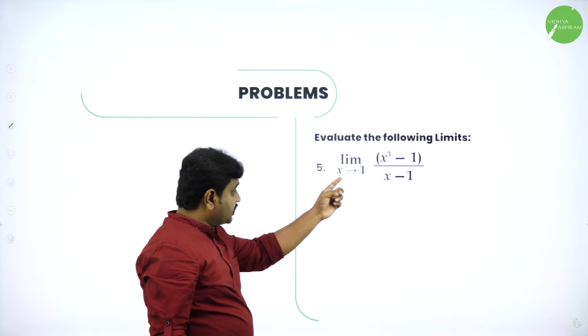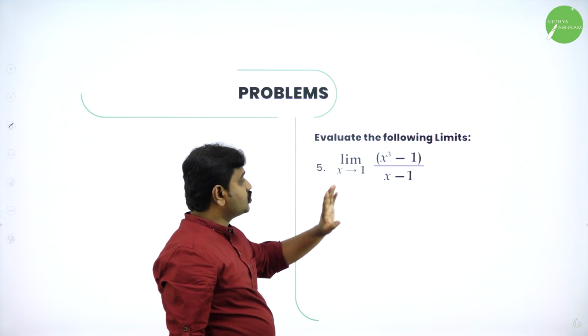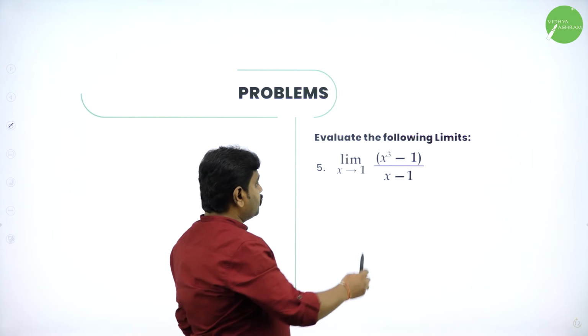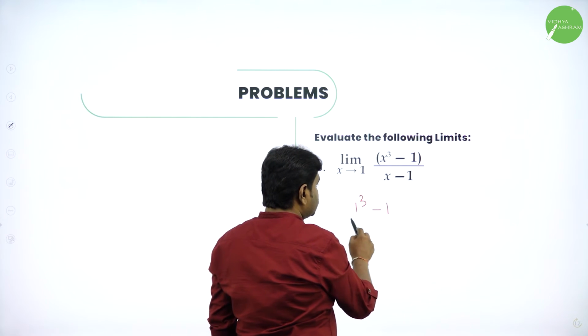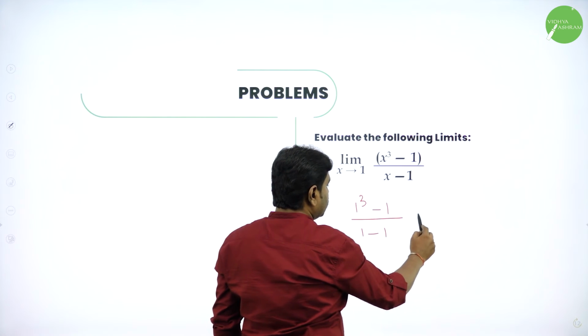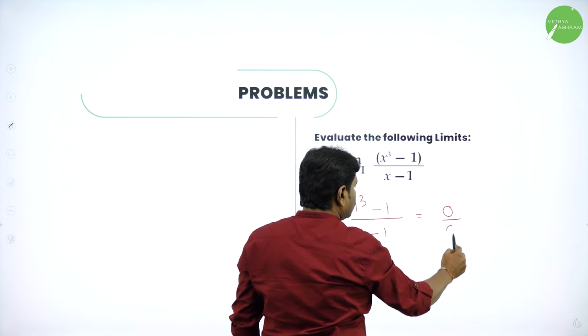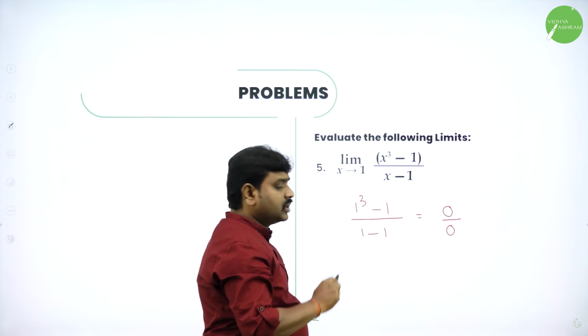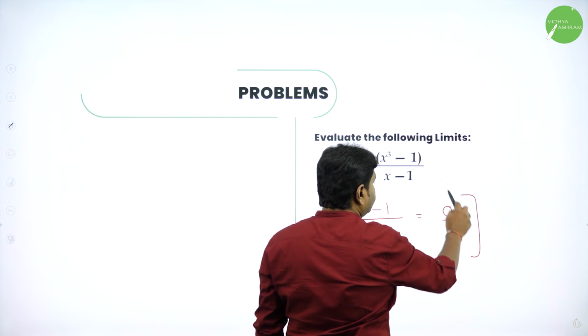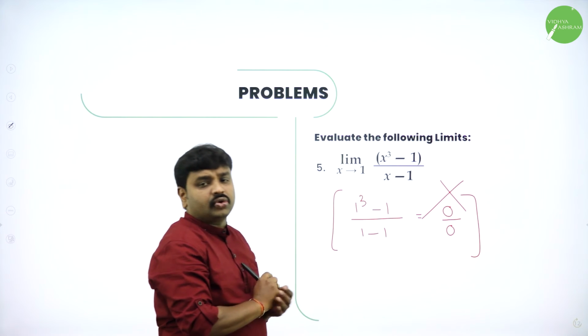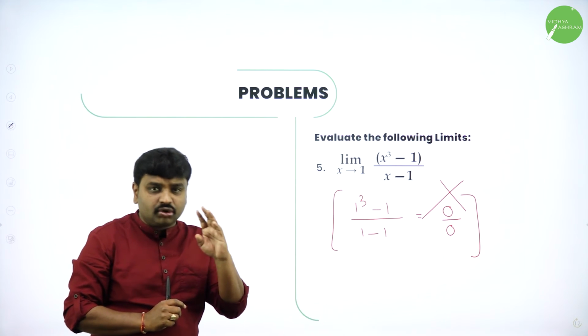Evaluate limit x tends to 1, x cube minus 1 by x minus 1. Suppose in the place of x we put 1, it will become 1 cube minus 1 by 1 minus 1, 0 by 0. 1 cube, all of you know, is 1. 1 minus 1, 0 by 0. I told you whenever you apply a limit, you should not get this form. You should never get 0 by 0.